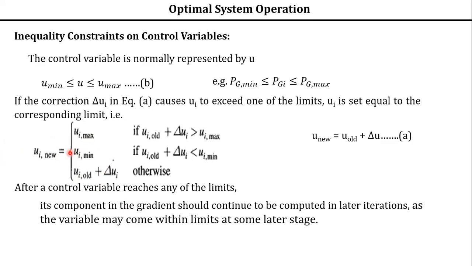Once after clamping the values, don't stop at that point. You should continue your calculations or iterations, so that in the later iterations the variables may lie within the specified limits. Is it clear? You should continue after clamping the values if the limits are violated. That is the important point, you should keep it in mind.